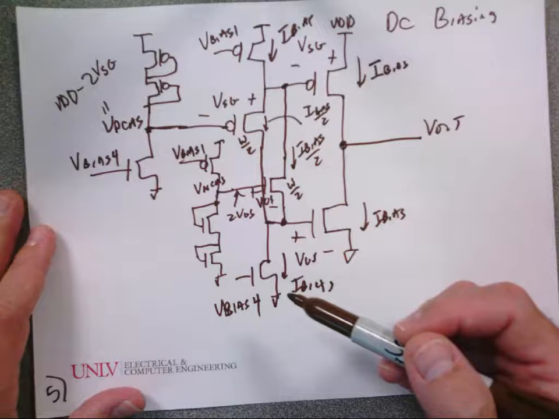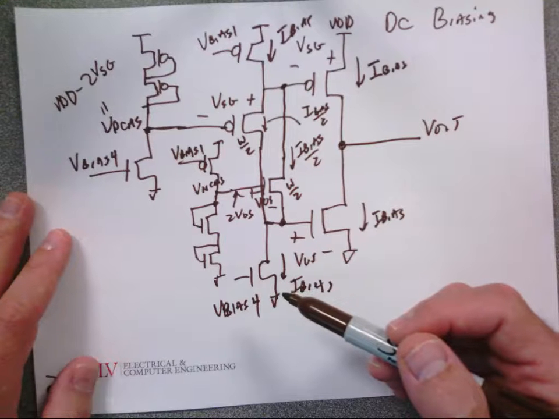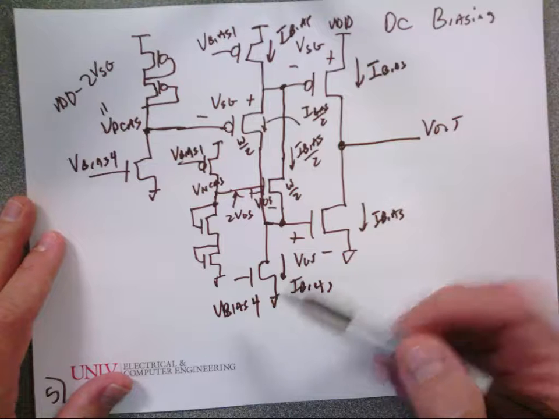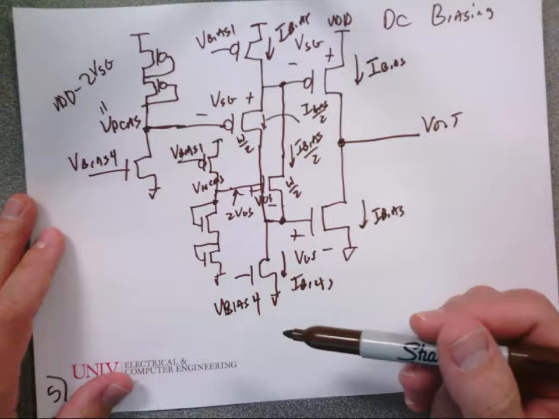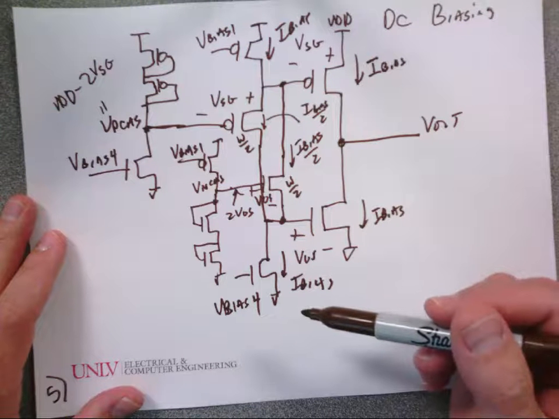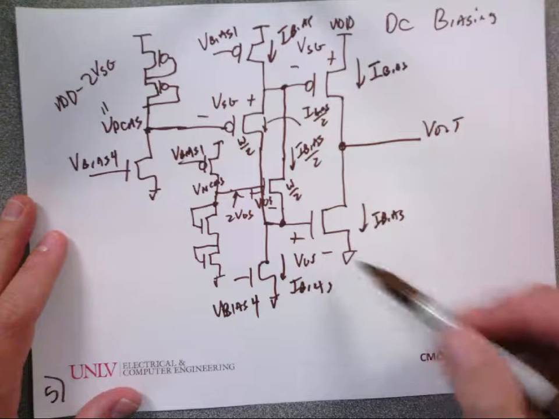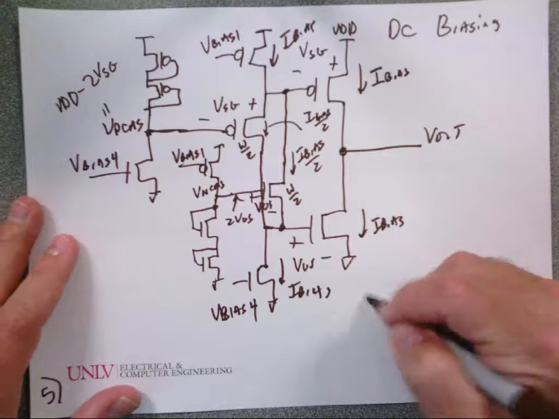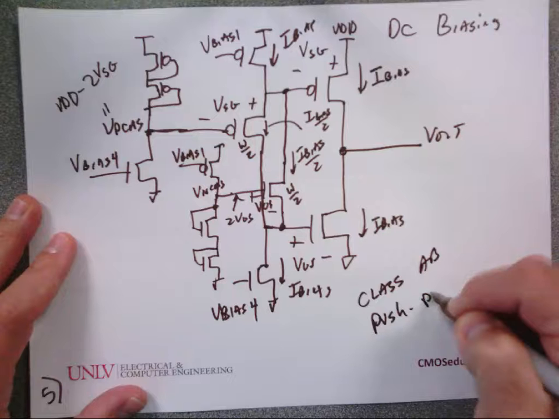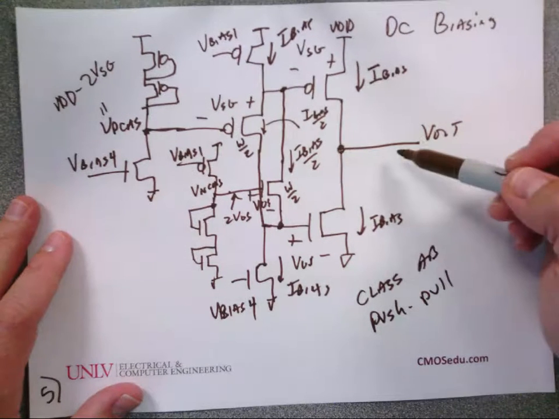Questions? Why don't we modify our basic op amp using this topology? Sound like a good idea? And what was this topology called? Class AB or push-pull. And what's the benefit? Wide output swing.